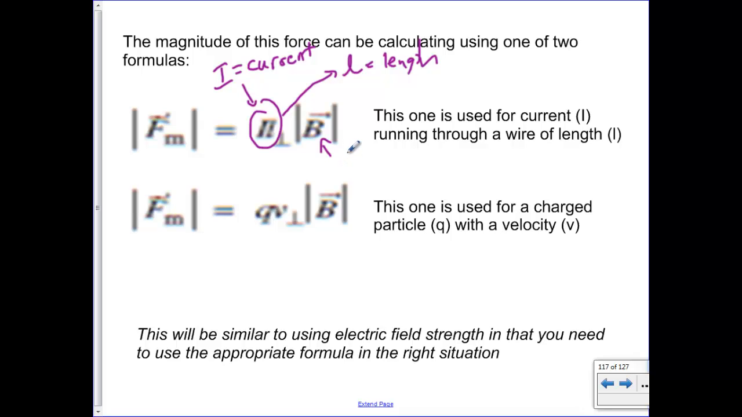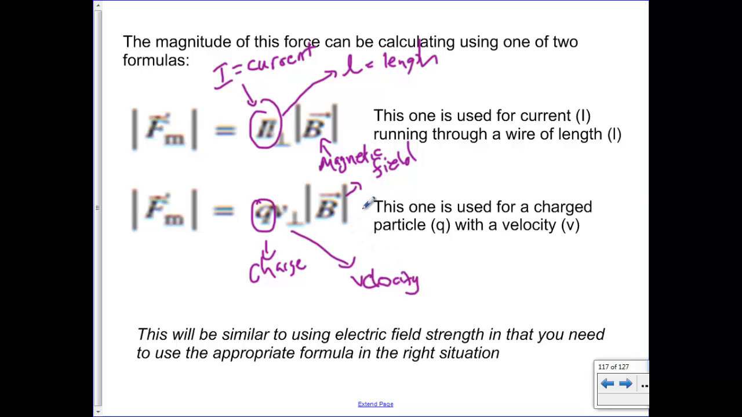Do you remember what B stands for though? Magnetic field. In this particular formula, Q stands for the charge. So it could either be an electron or a proton, but we're talking about just one individual particle. And then v is going to be its velocity. And then B, again, is how strong the field is. You have to use the right formula in the right place.